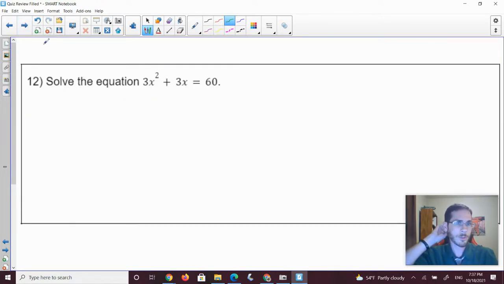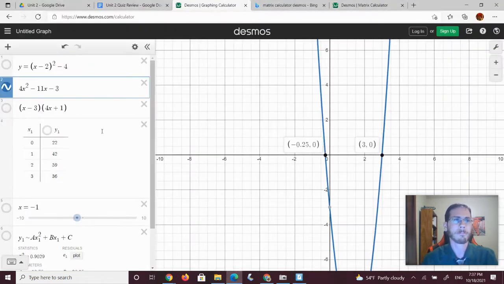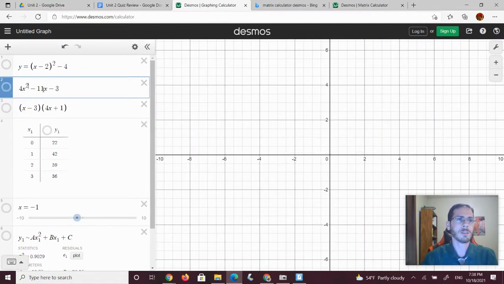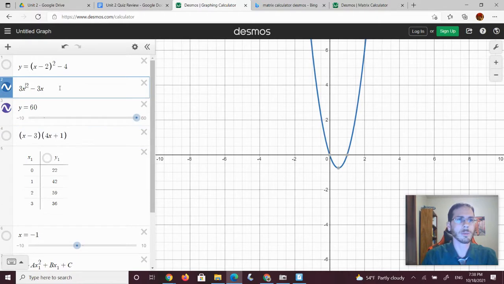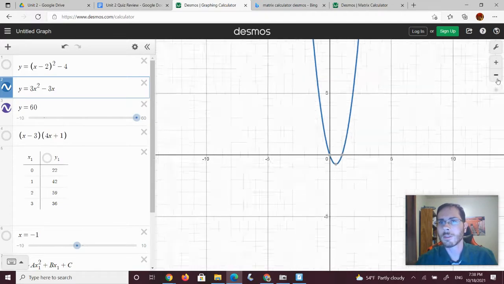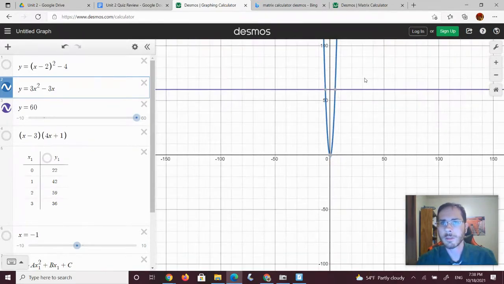All right, for number 12, solve the equation. This is one I'm going to assume most people are going to say, well, I remember how to solve the equations from unit 1. I'm going to put 3x squared minus 3x in for y1. And I think we had y equals 60. We do the y equals just because that's what we do. And then we zoom out and hopefully we get it. Looks like we got 2 points. We got 5 and negative 4.